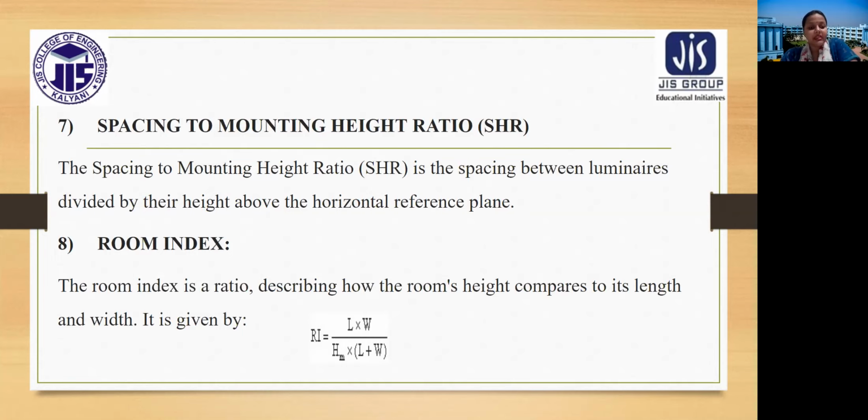Room index is a ratio describing how the room's height compares to its length and width. It depends upon the length, width and height of a room. Room index is defined as length into width of that room divided by height into length plus width. We have to remember the formula of room index.